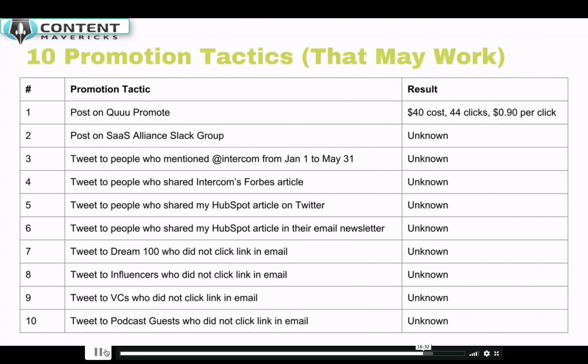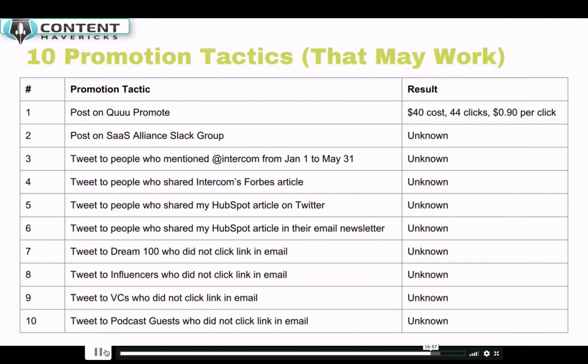One of the biggest things I did to try and hustle to get more traffic for my content was employing an assistant to tweet to different people using my own Twitter account. The first thing I asked my assistant to do was tweet to people who had mentioned the Intercom handle in one of their tweets from January 1 to May 31. My post went live on May 31, so I wanted to message all the people in the past few months who had engaged with Intercom on Twitter.